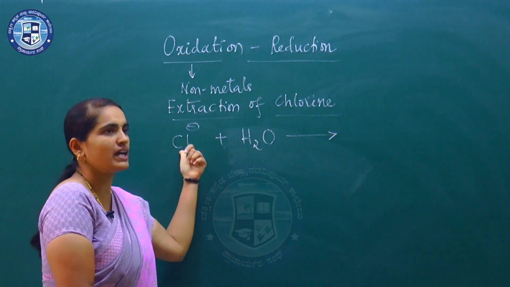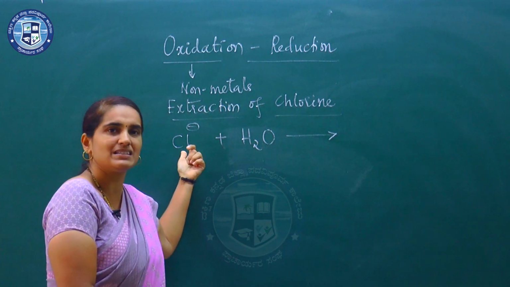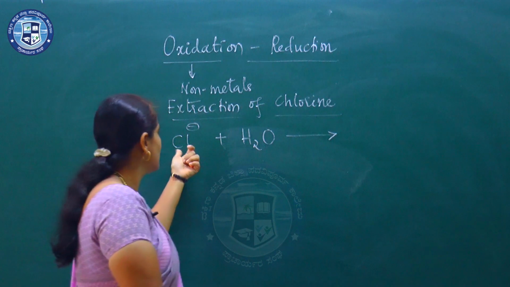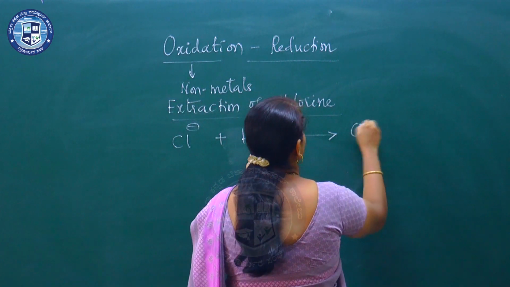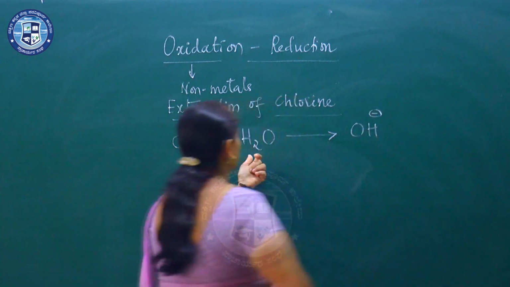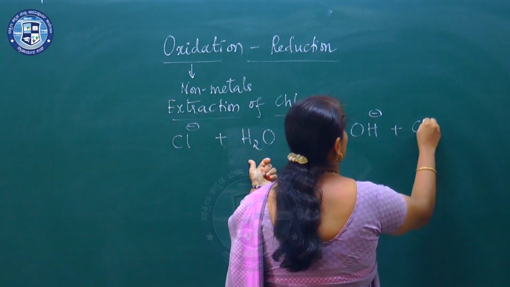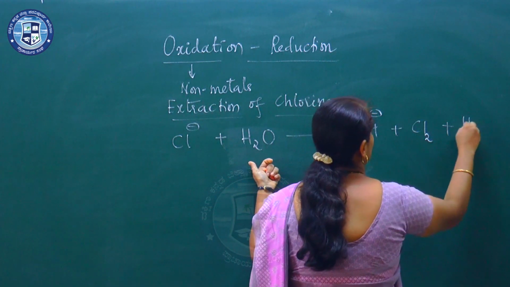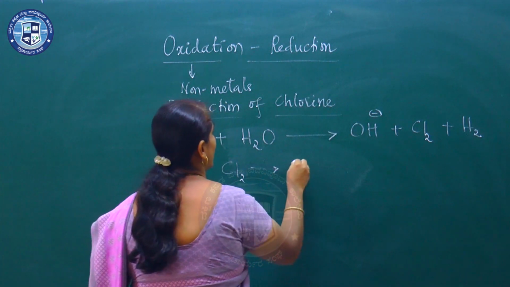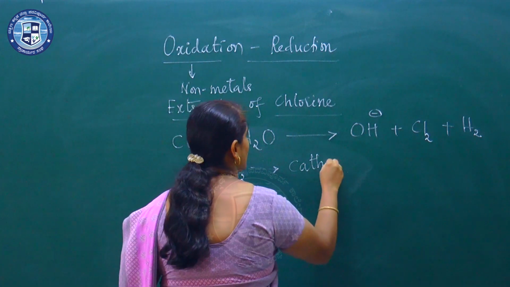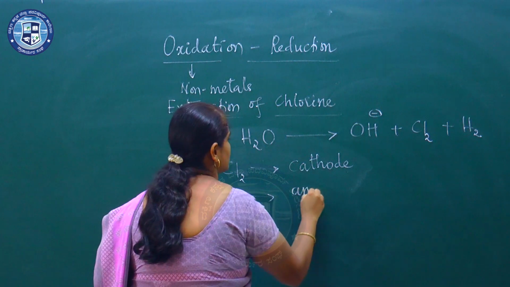I have those chloride ions. Where do they come from? They come from sodium chloride, which is usually seen in sea water. This is treated with water and subjected to electrolysis. We end up with OH minus, and generally we end up with NaOH if you take NaCl, along with the liberation of chlorine gas and hydrogen gas. Here chlorine will be liberated at the anode and hydrogen gas will be liberated at the cathode.